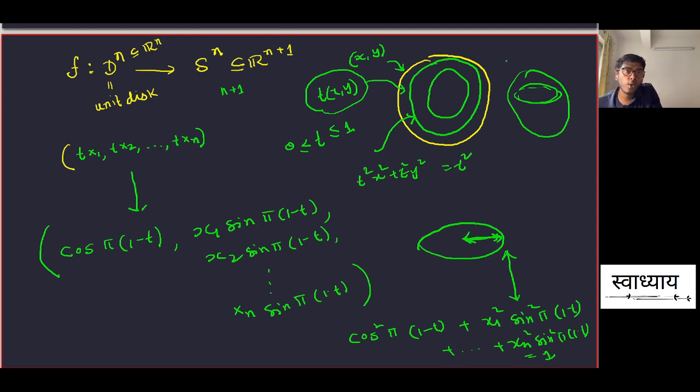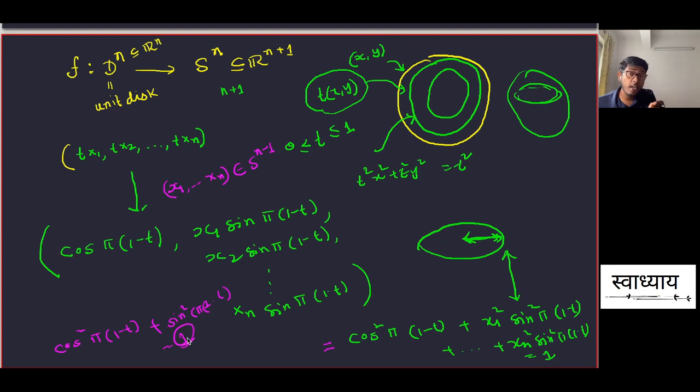But you note that if my x1 dot dot xn is on the boundary, so if x is in S^(n-1), then what I'll be getting, you see this is cosine square pi into 1 minus t plus, I'll take sine square common, and x1 square plus x2 square plus dot dot xn square is 1, so this will be sine square pi into 1 minus t, and this is equal to 1. That's precisely what we are getting.